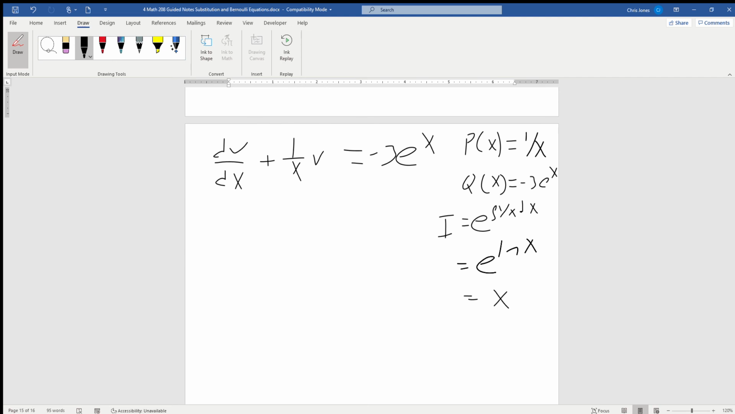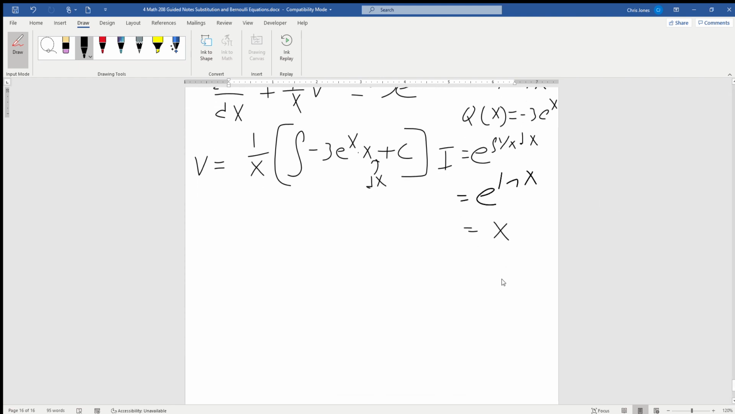So we're going to multiply everything by that. And so our v for our formula is going to be 1 over I, which is x, times the integral of q of x, minus 3 e to the x, times I, which is x, plus the constant c. And there should be a dx in there. All right, so let's just focus on evaluating this integral now. All right, and the integral that we have is negative 3x e to the x dx.